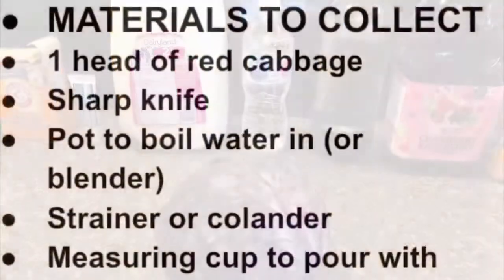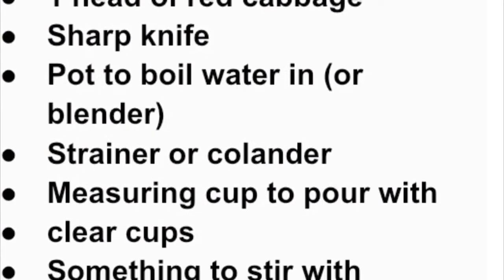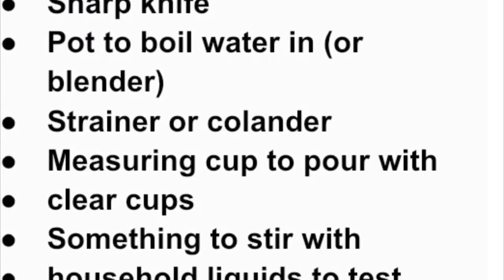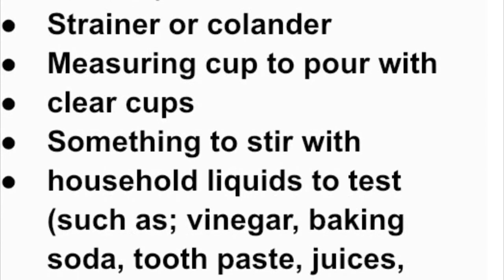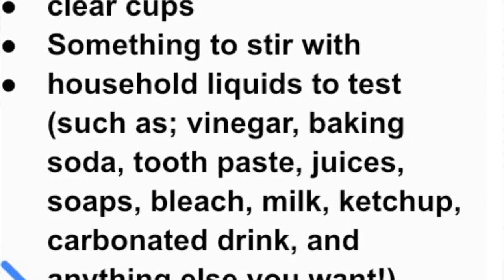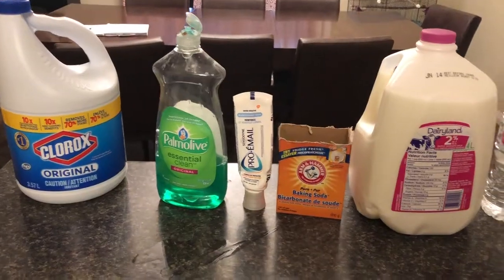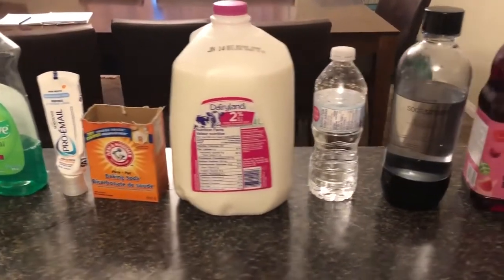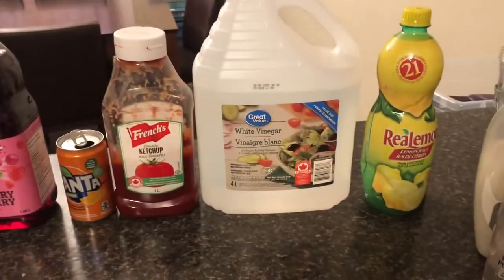For this experiment, the materials that I used were 1 head of red cabbage, a sharp knife, a pot to boil water in, you can also use a blender, a strainer or colander, measuring cup or another container to pour with, clear cups, something to stir with, household liquids to test, such as vinegar, baking soda, toothpaste, juices, soaps, bleach, milk, ketchup, carbonated drink, or anything else you want.